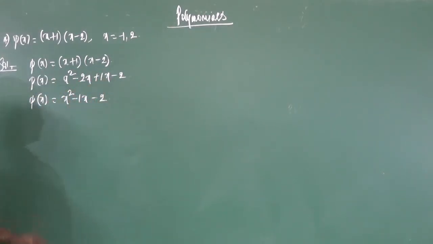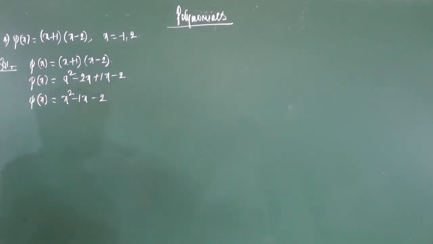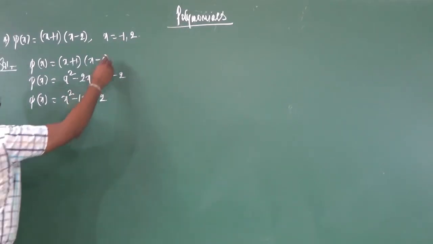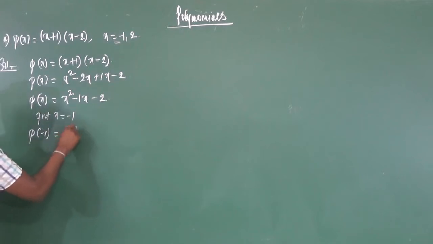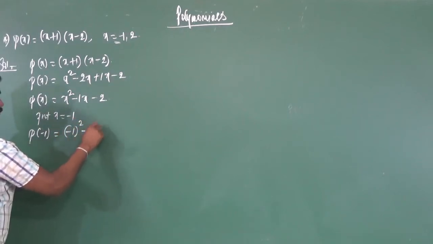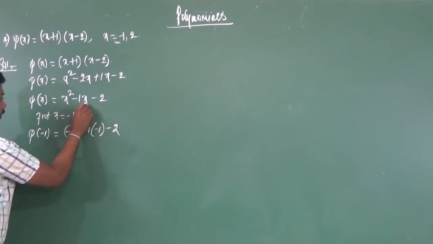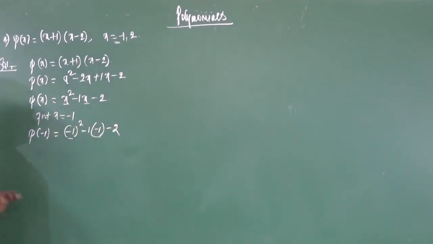So now the polynomial is ready. Now it is in the standard form. Now we will take the first value, x is equal to minus 1. So put x is equal to minus 1. So P of minus 1 is equal to minus 1 whole square minus 1 into minus 1 minus 2. Instead of x I have substituted minus 1.